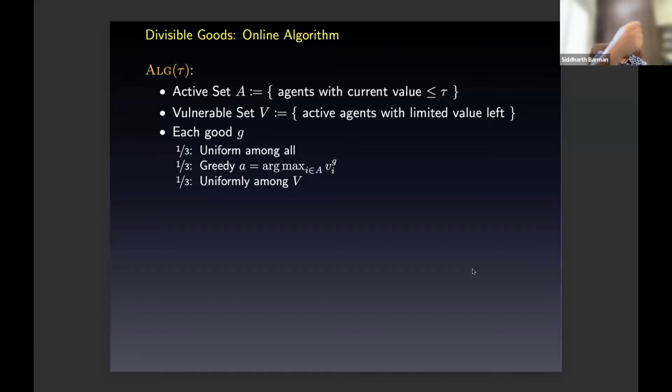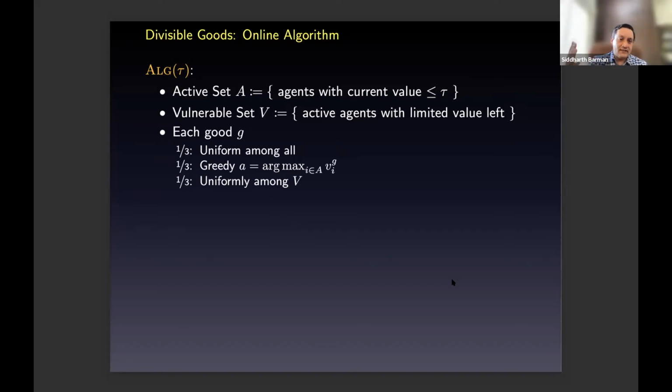Among them, you ask them, okay, what are your values for the good? The one that values it the most, you give it to her. So that's a purely greedy step. A large chunk of the good, 1/3 of it, goes to this active agent who has the most value. Another 1/3, you do sort of an egalitarian exercise.